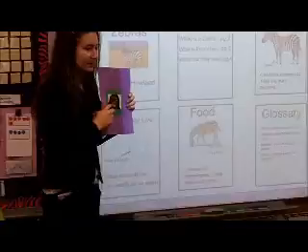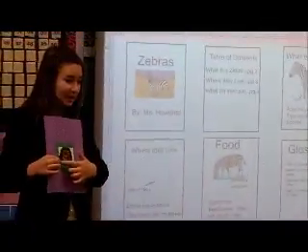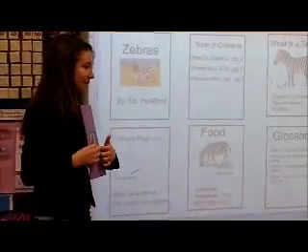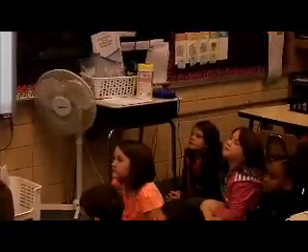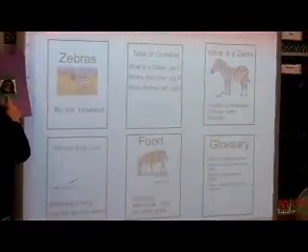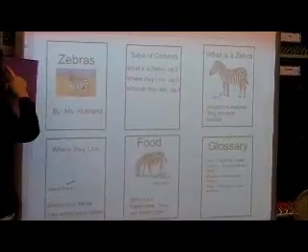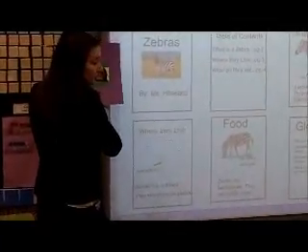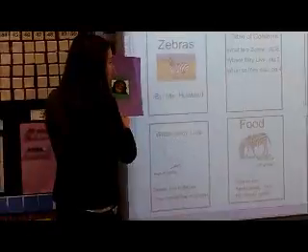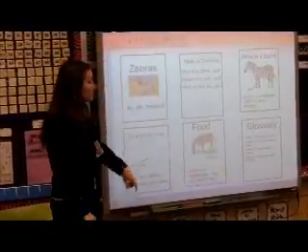And who can tell me what this is on the front? What is this? Not the animal, the text feature. What is it? Addison? A photograph. So on the first page, you're going to put your title, which if you had a monkey, your title would be monkeys, and then you would put your name. So mine was zebras, so I have zebras by Miss Howard.